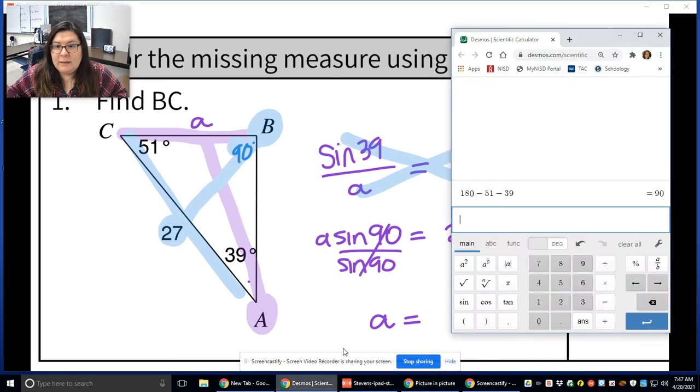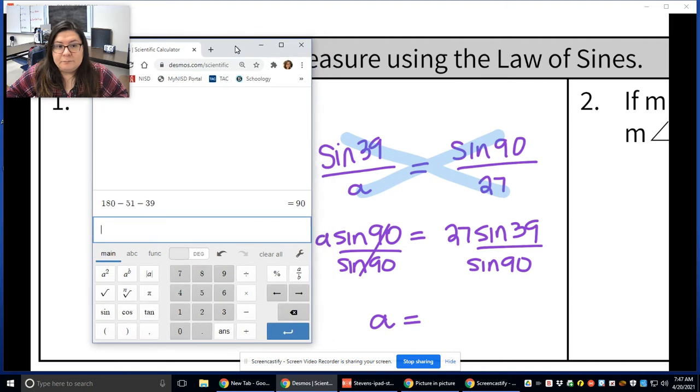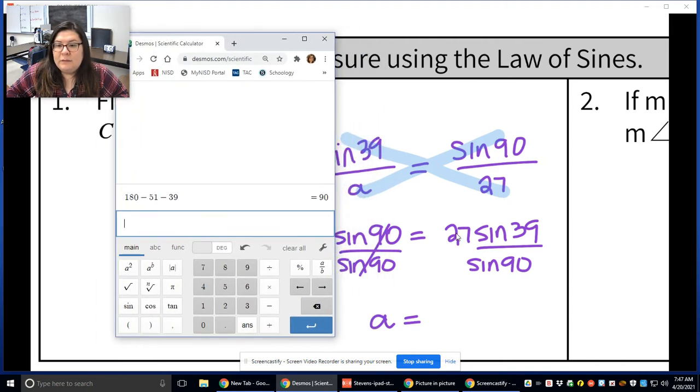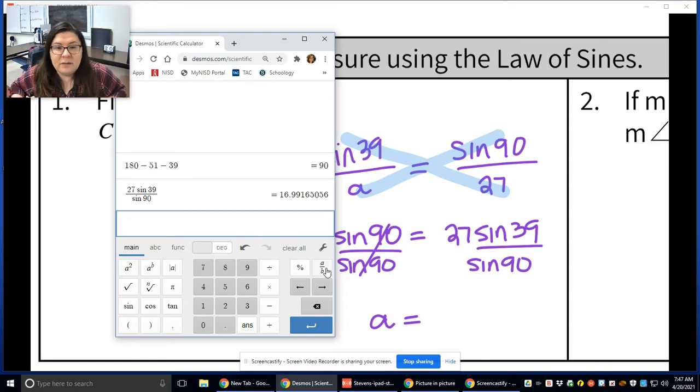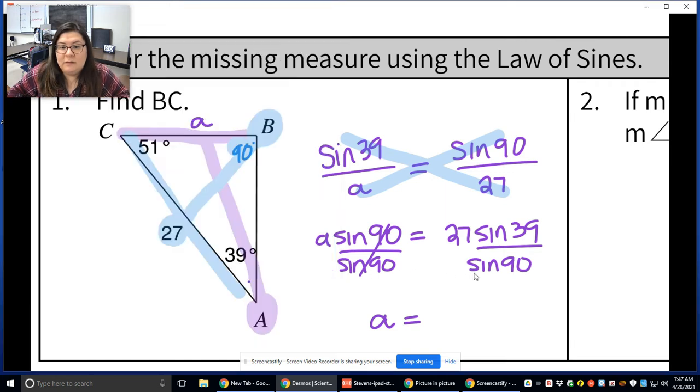So now back to my calculator. Let me move it over to this side. We're going to type in this expression here. So I need my fraction, 27 sine 39 over sine of 90. All right, so 16.99. I'm going to go ahead and round that to just 17. So find BC: it is 17 units long.